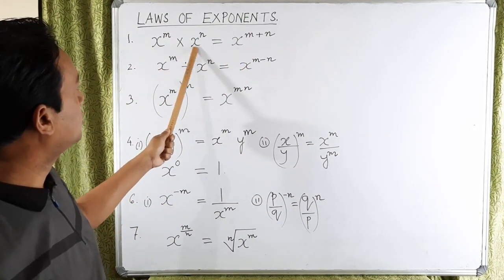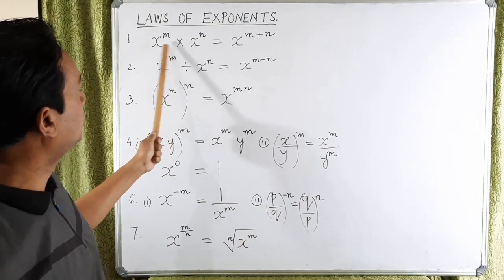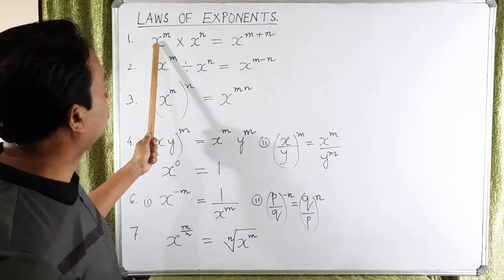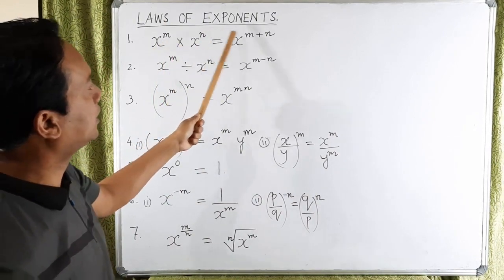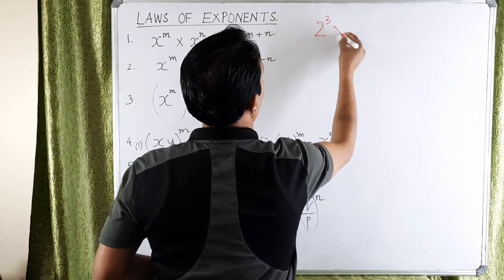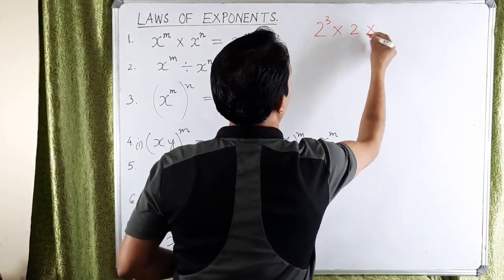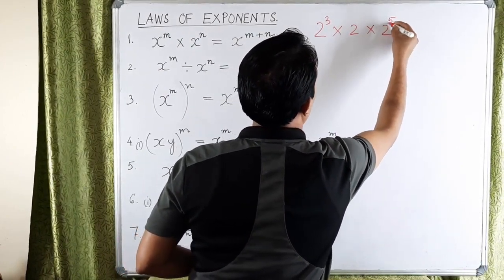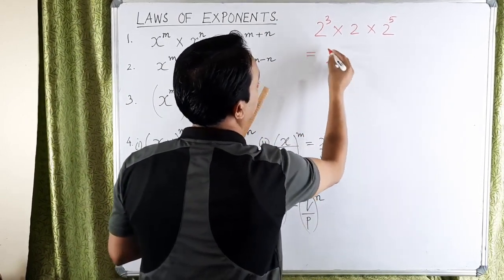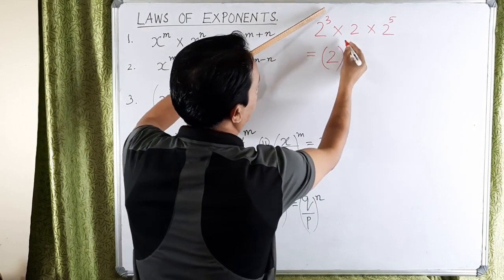It means if the base is the same (this is called the base here) and there is multiplication in between, then we just add the power. So for example, if we have 2 cubed into 2 into 2 to the power 5, you can see the base is the same in all the cases. So we'll write out the base only once, and we will simply add the powers.